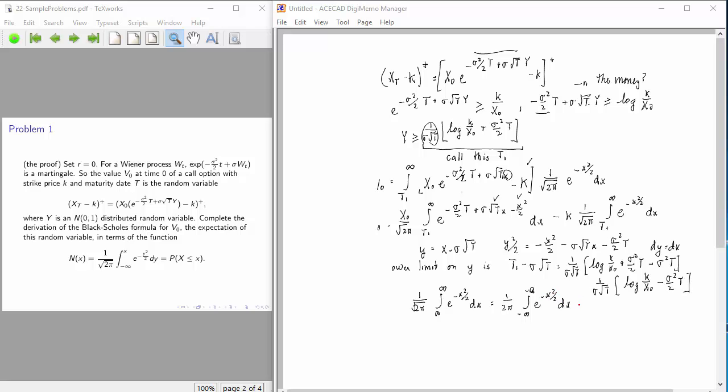In other words, compute the function that Deneen calls capital N. That's the probability that random variable x is less than or equal to a. So we can write down the Black-Scholes formula.